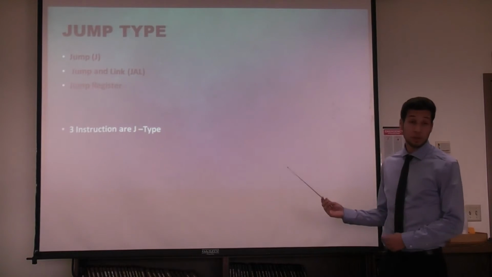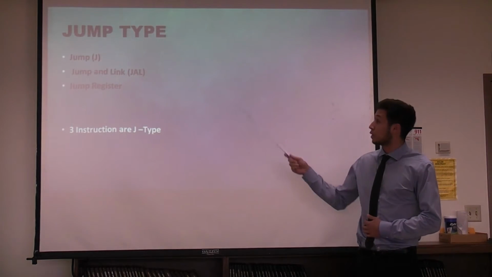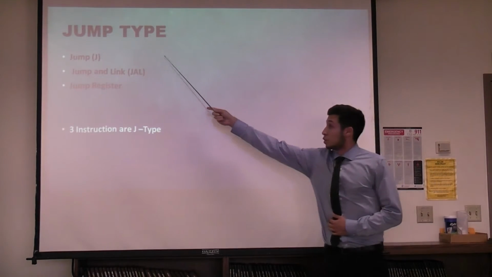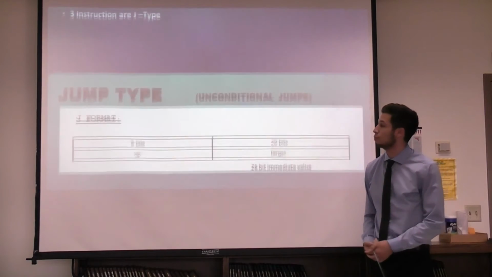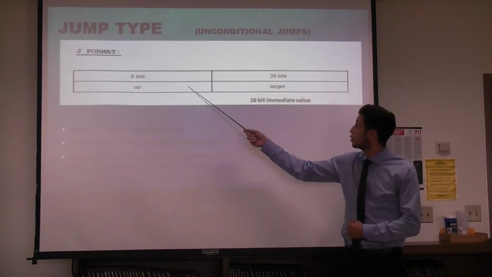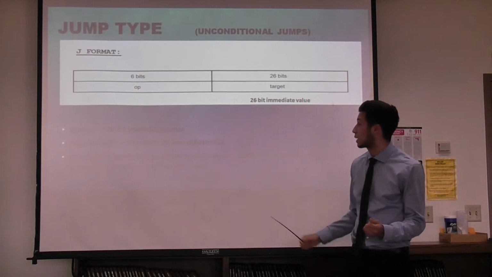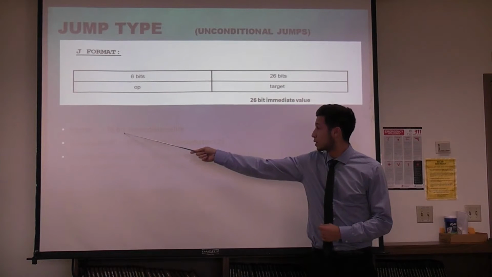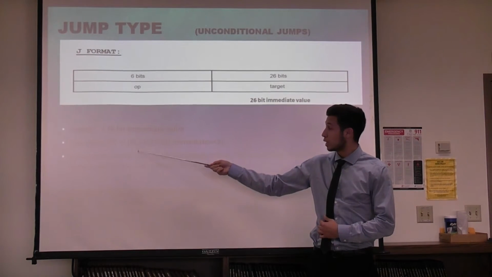For our jump type instruction format, we have 3 instructions which follow the J type, including the unconditional jump, the jump and link, and the jump register. The unconditional jump has a 6-bit opcode and a 26-bit target address. The syntax is as follows: jump to a 26-bit address or immediate value. The RTL operation is as follows.